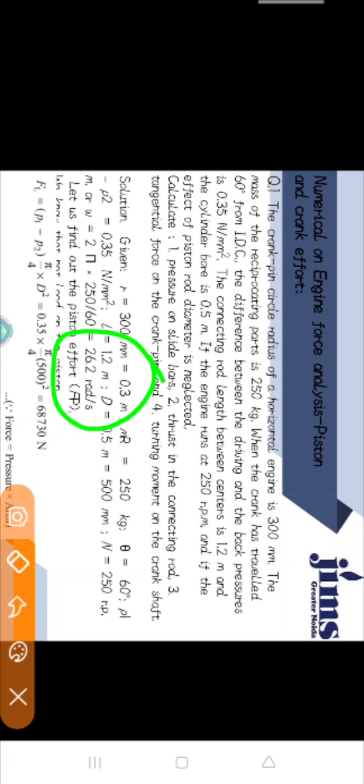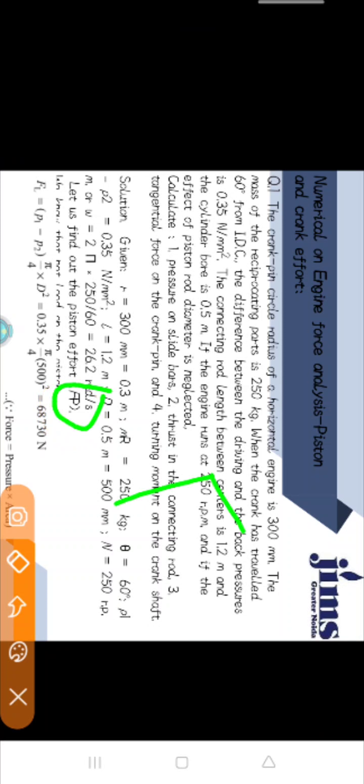We already talked about the data given in the question. Now I am going to calculate the value of angular velocity. The formula is 2 pi N upon 60. The value of capital N is already given, that is 250 rpm. Then we can calculate the value, 26.2 radian per second. Now I am going to find out piston effort, that is FP, with P in suffix.